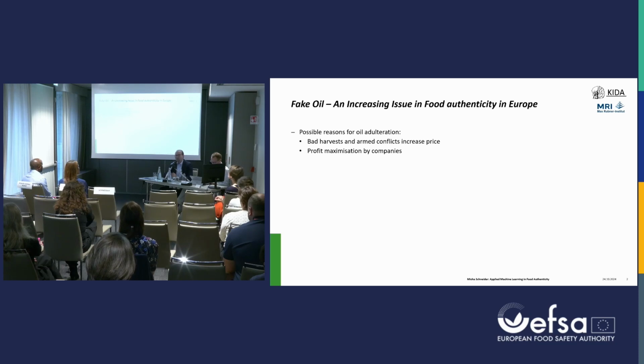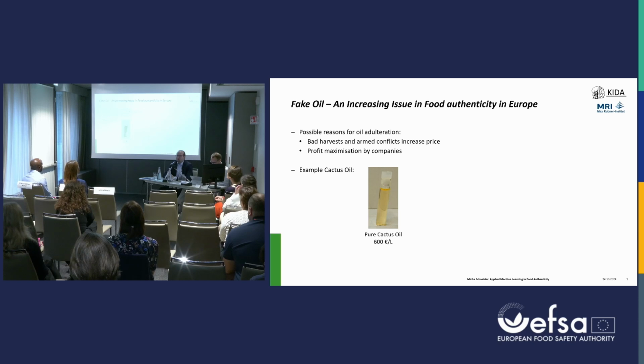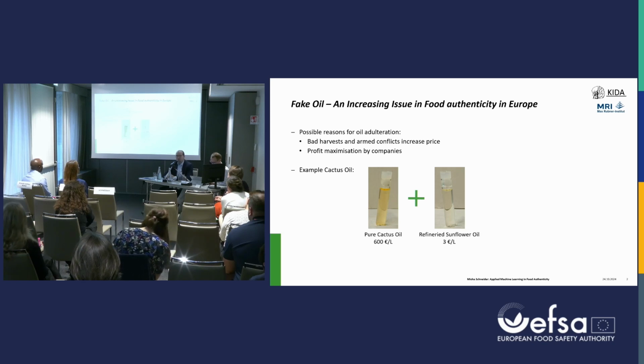So let's have a look at the pictures. How does it look like? We have here a bottle of cactus oil. It's quite expensive, around 600 euros the liter. And what is done is that some companies might add some kind of sunflower oil. That's very cheap, just 3 euros per liter.